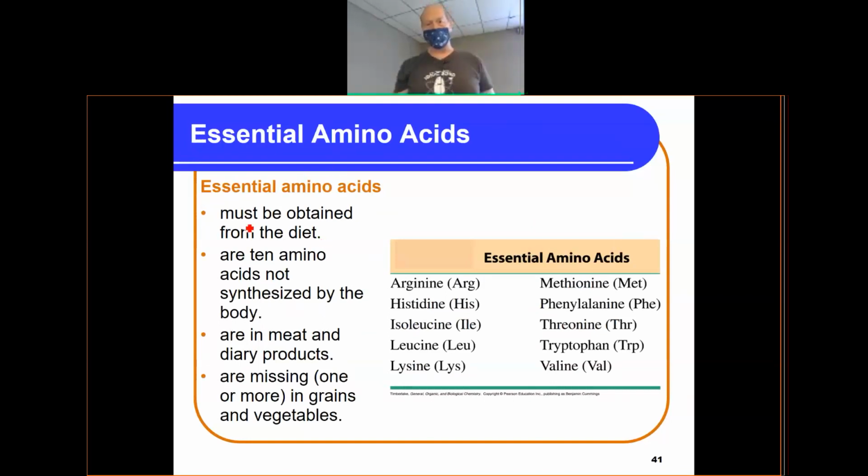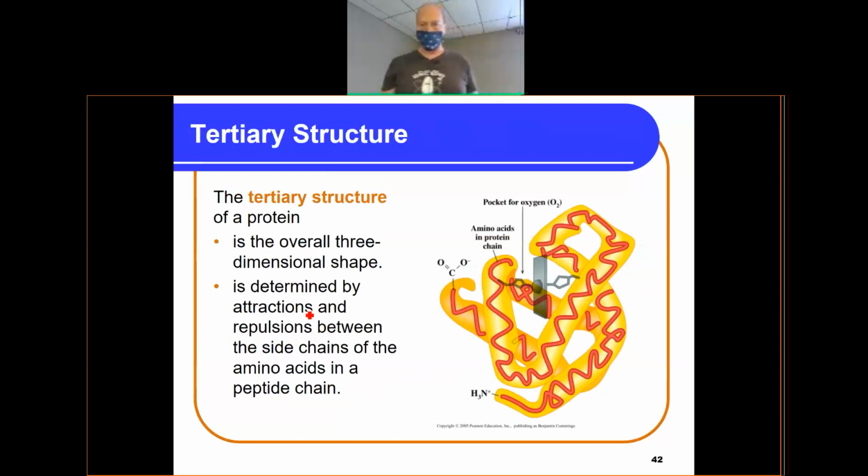Essential amino acids, these are the ones that must be obtained from your diet, so they're not synthesized by the body. So this is important if you are a vegetarian to make sure that you get all of your essential amino acids. Meat and dairy, these are complete proteins. They have all of the essential amino acids in them. But vegetables are missing 1 or more. So make sure if you are a vegetarian, you're getting all of the essential amino acids that you need.